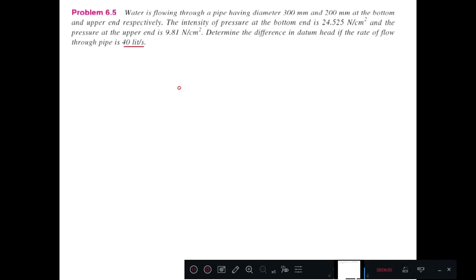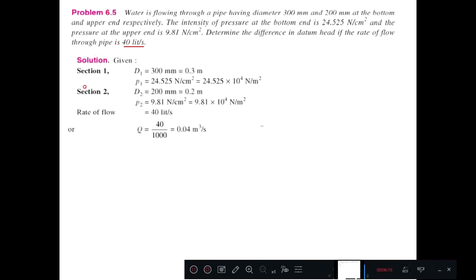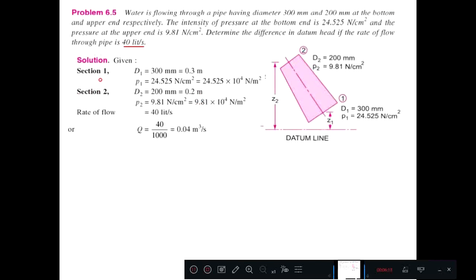liters per second. So in this problem, they ask you to calculate the difference in the potential head or the datum head. Let us write the given data first. The data given here are at section 1. At section 1, that is at this section, the diameter is given, the pressure is given. So first you write the given data, that is diameter and pressure, and also let us take the height of this point as Z1.